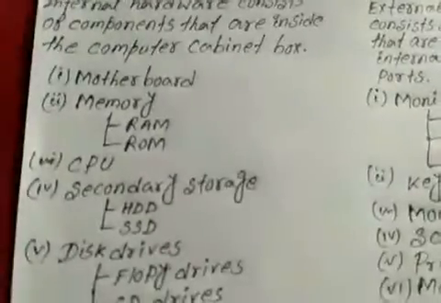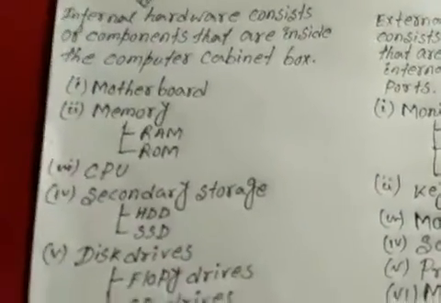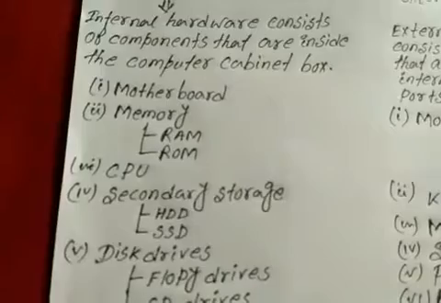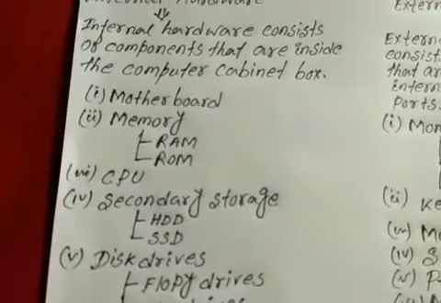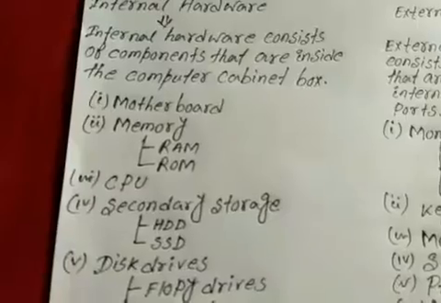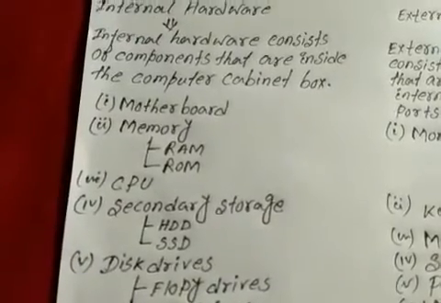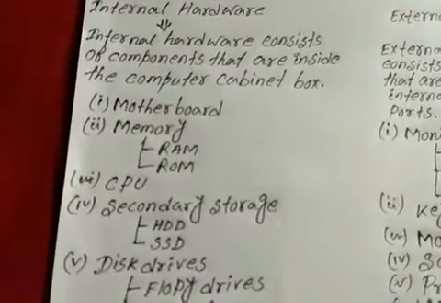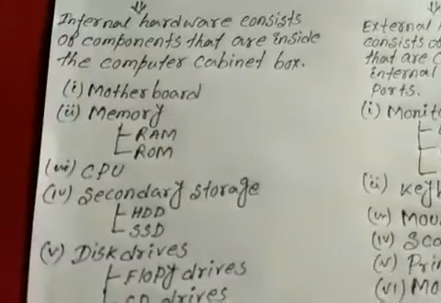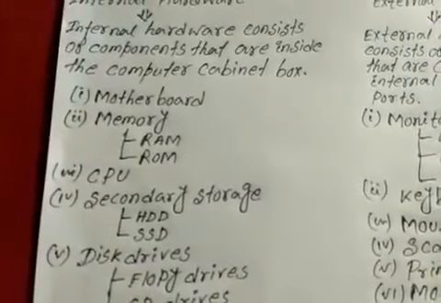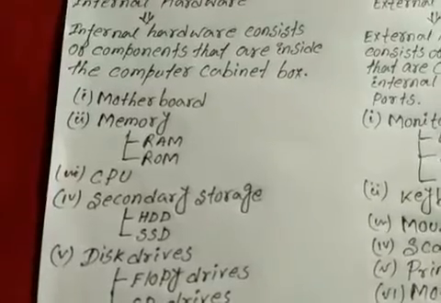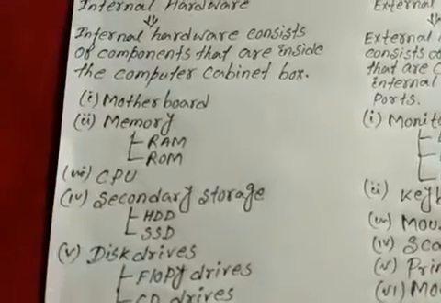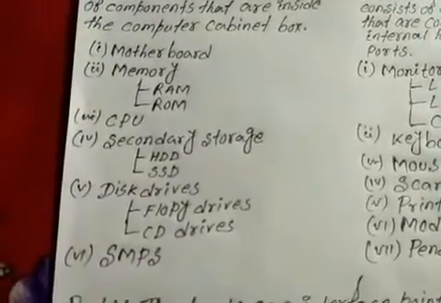Then secondary storage devices will be discussed. It is an external device. It is used to store the information for a longer period. It is needed because the primary memory of a computer is not sufficient to store large amounts of data. The secondary storage are HDD. HDD means hard disk drive, and SSD.